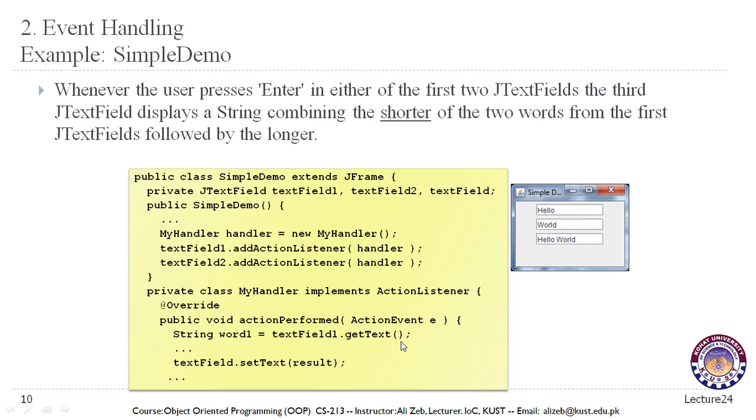First, read the text from the text fields. For example, for text field 1 it is given. You can read the text from the second text field. You can concatenate these two and store it in the result variable, and then you can display it in this third text field over here.